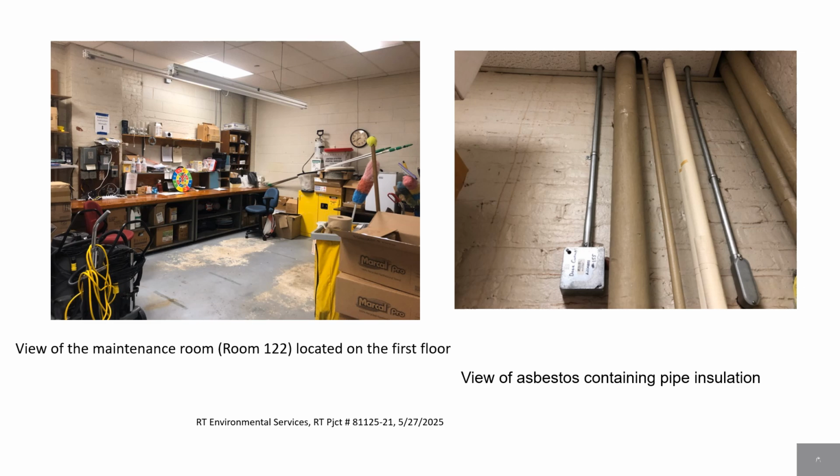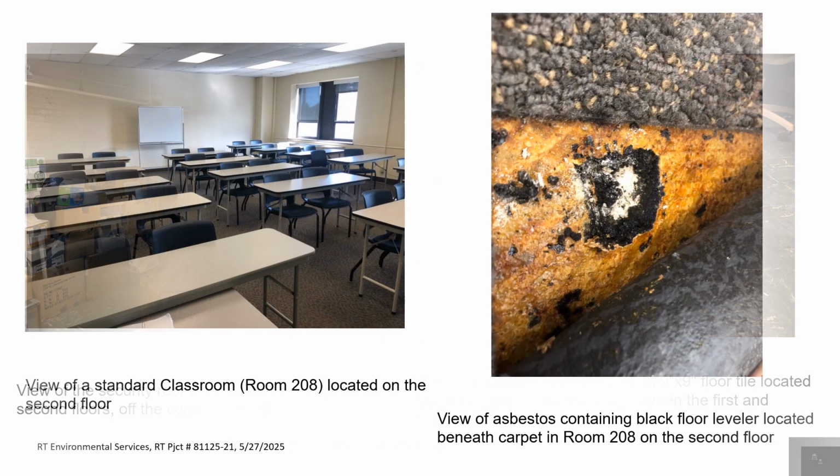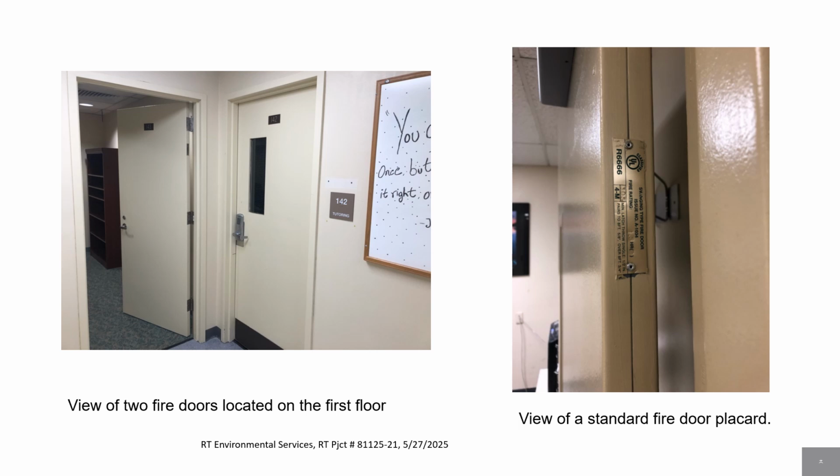Here's a view of the maintenance room, room 122, located on the first floor at the Atlantic City campus, and a view of the asbestos-containing pipe insulation. This is a view of the security room and a view of the asbestos-containing 9 by 9 inch floor tile located in the security room. This is a view of room 208, which is a standard classroom, and a view of the asbestos-containing black floor leveler located beneath the carpet. This is a view of 2 standard fire doors located on the first floor and the placard on the doors.